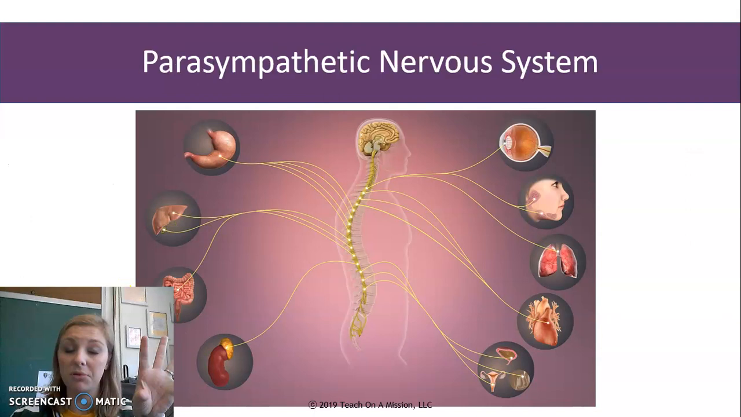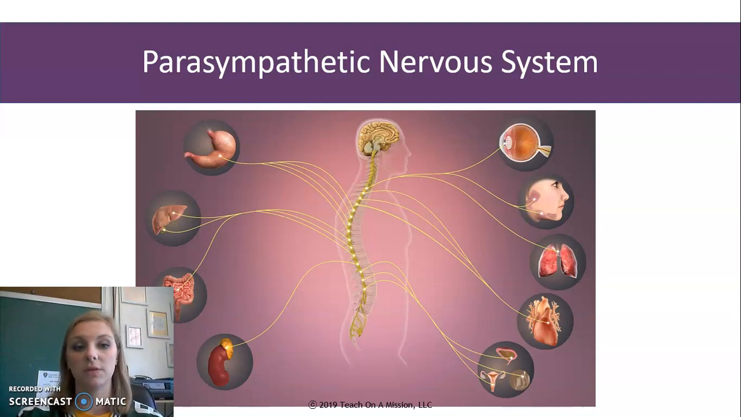Our parasympathetic nervous system, remember, is going to do the opposite. It's going to calm the body. So a lot of things that happen when your sympathetic nervous system is aroused are going to be the opposite for your parasympathetic nervous system.